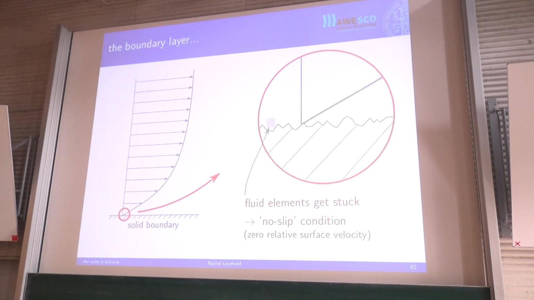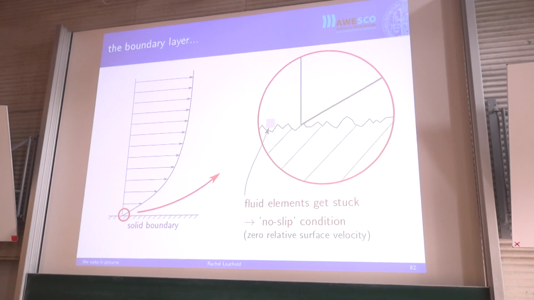But very, very close to the boundary, if you zoom in microscopically on this surface, no matter how smooth it seems to look or feel, it's made up of microscopically jagged edges. Even if you were a perfect machinist, there would be atoms here, and the atoms themselves would make a jagged structure. So fluid elements traveling very close to this boundary are going to get stuck. And if they're stuck, they can't be moving relative to the boundary. So there must be zero relative surface velocity, and consequently, what we call the no-slip condition.